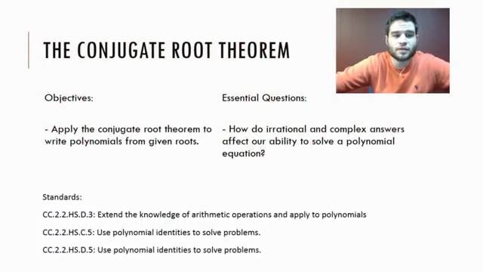This lesson's objective: apply the conjugate root theorem to write polynomials from given roots. So instead of getting a polynomial and finding the roots, we're going to be going the other way. And the essential question: how do irrational and complex answers affect our ability to solve a polynomial equation? And below you'll see the Common Core standards.